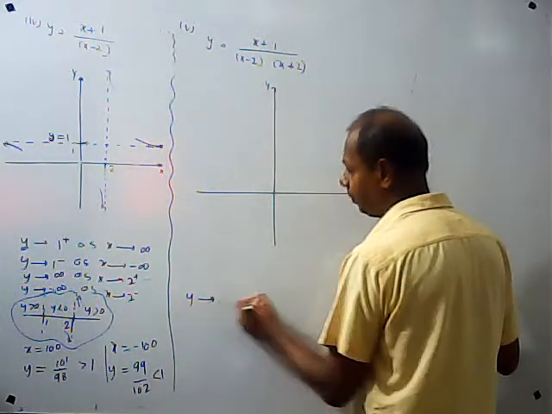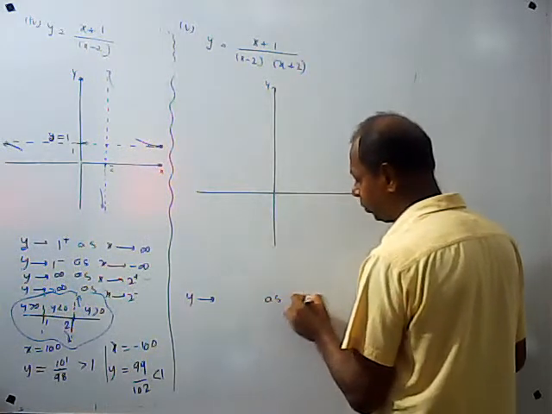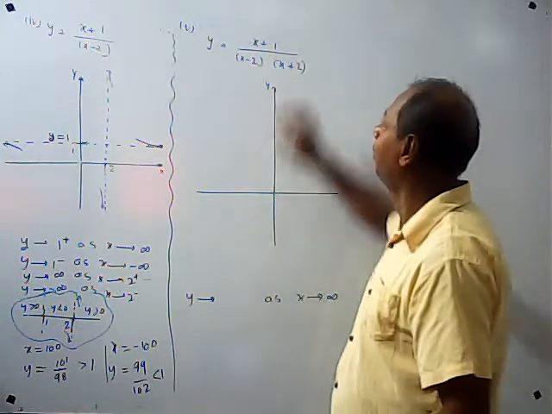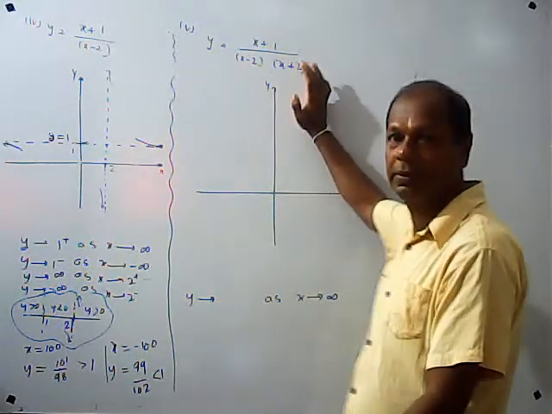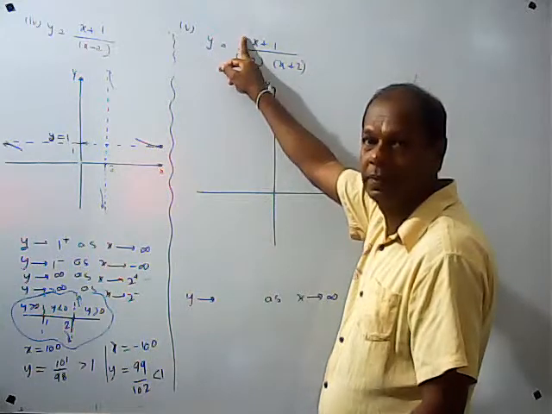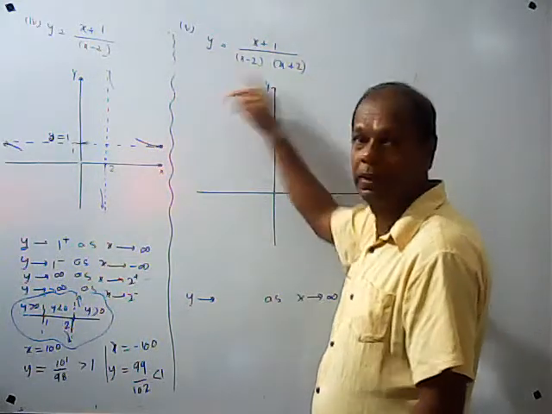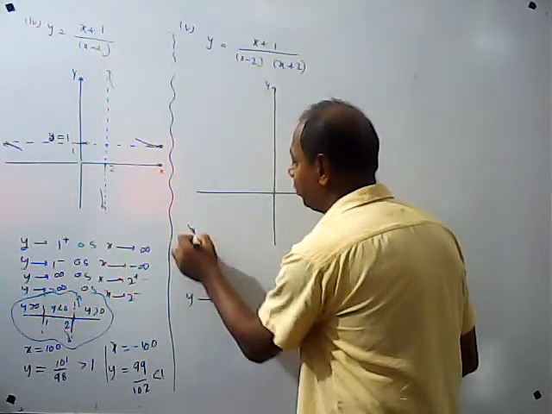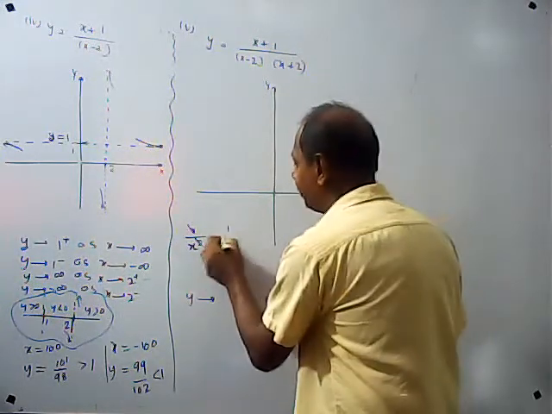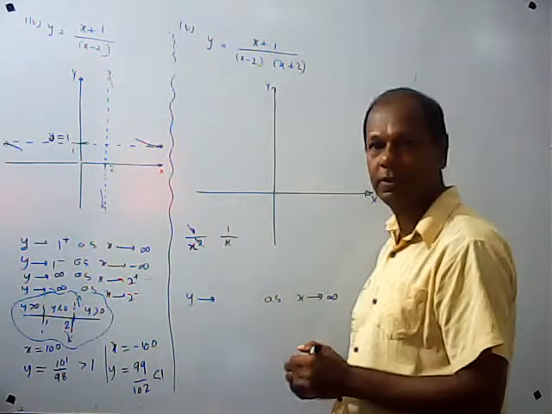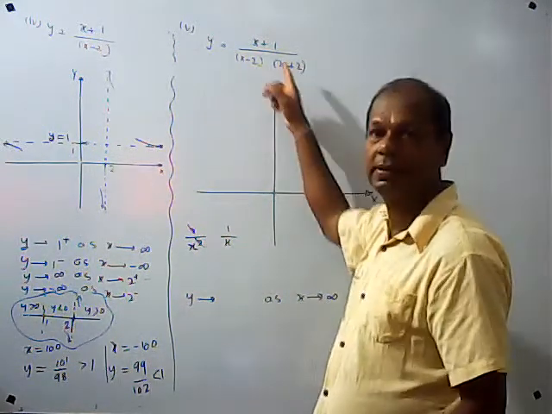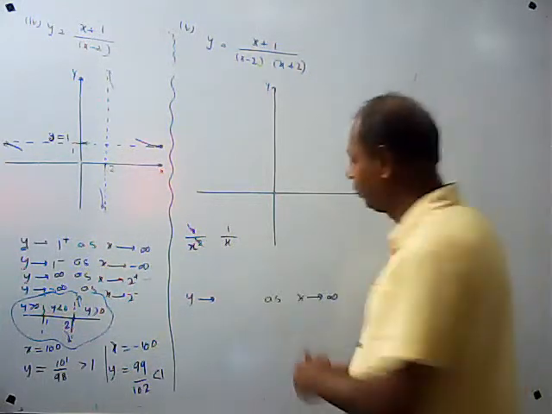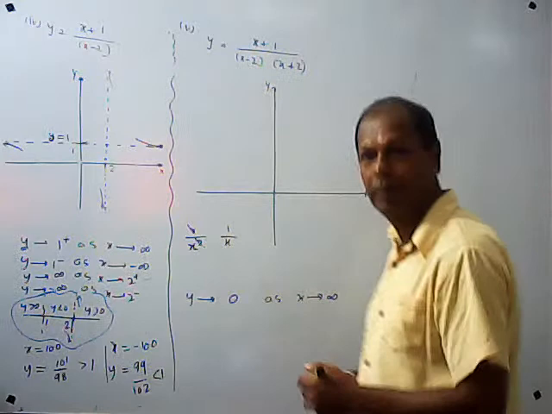Where does y go as x goes to positive infinity, right? As x goes to positive infinity, consider the highest power terms. Here x, and the highest power term, here x squared. It's like x over x squared when x goes to infinity, so that gives 1 over x. As x is very large, this is the same as 1 over x, so it will go to 0. y will go to 0, right?